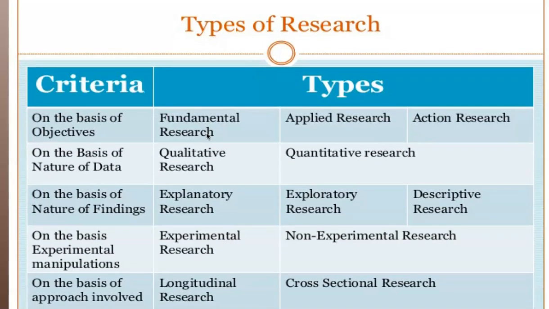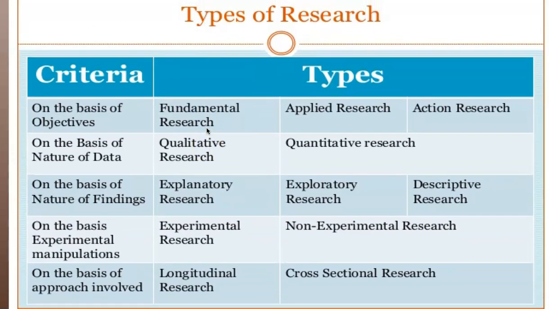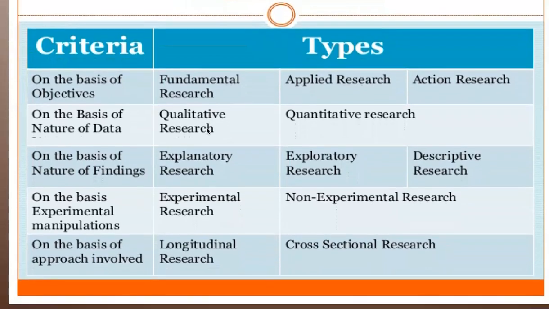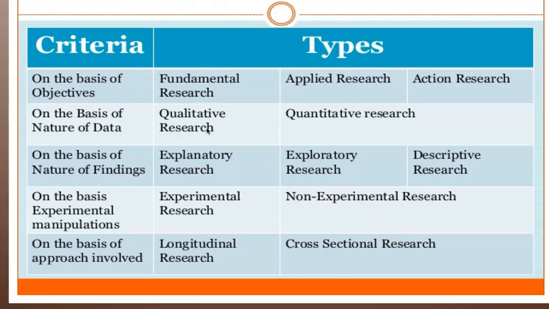So types of research, there are different types of research. On the basis of objectives, there can be fundamental research, applied research, or action research. On the basis of nature of the data, there can be quantitative or qualitative research. On the basis of nature of findings, we can say there will be explanatory research, exploratory research, or descriptive research. On the basis of experimental manipulation, it can be experimental research or non-experimental research. On the basis of approach involved, it can be longitudinal research or cross-sectional research.